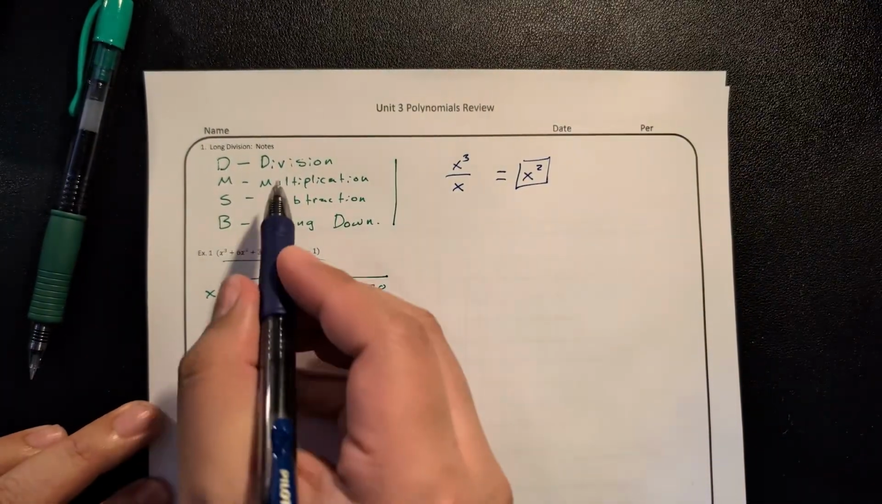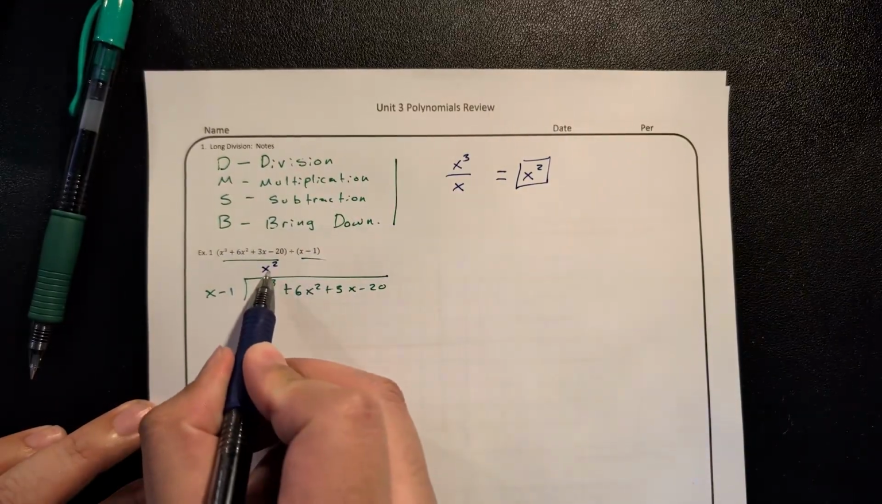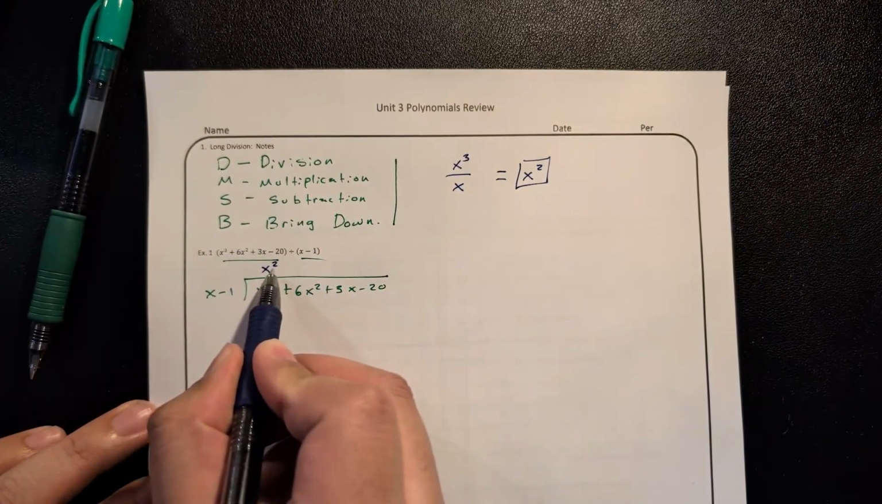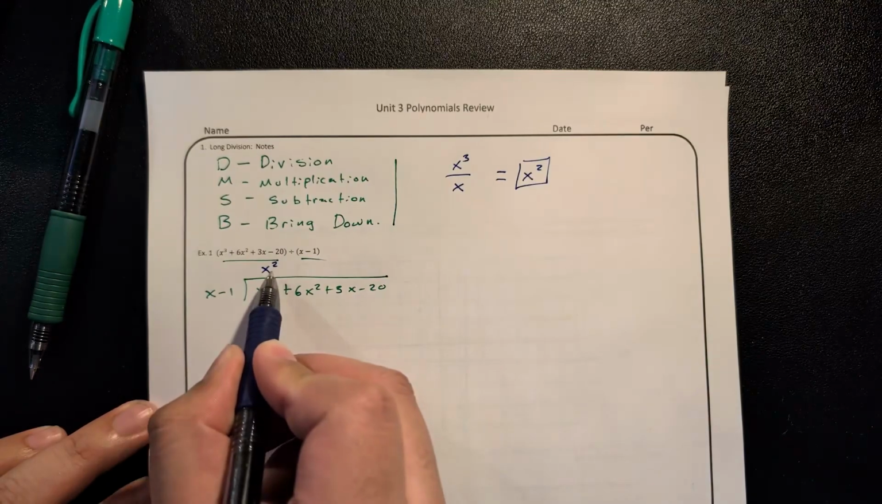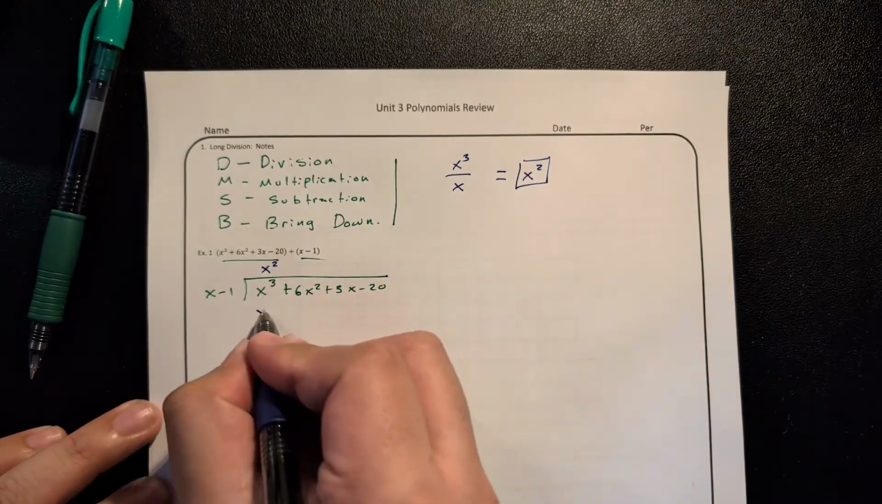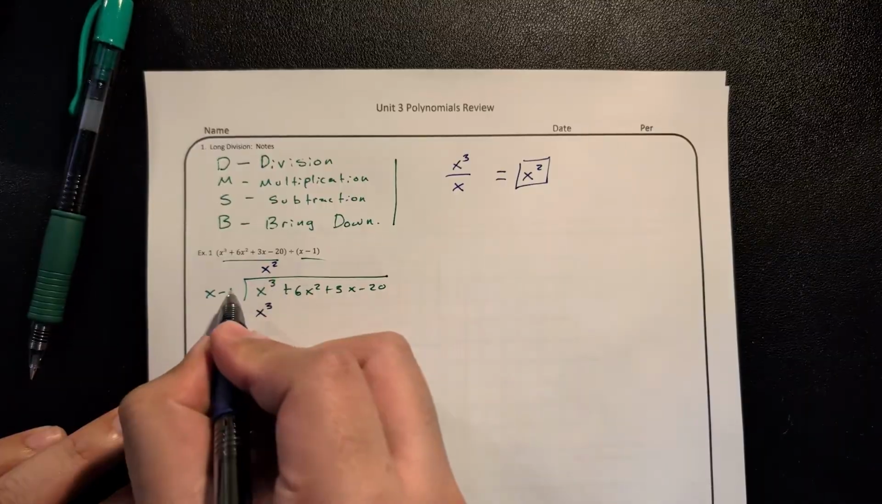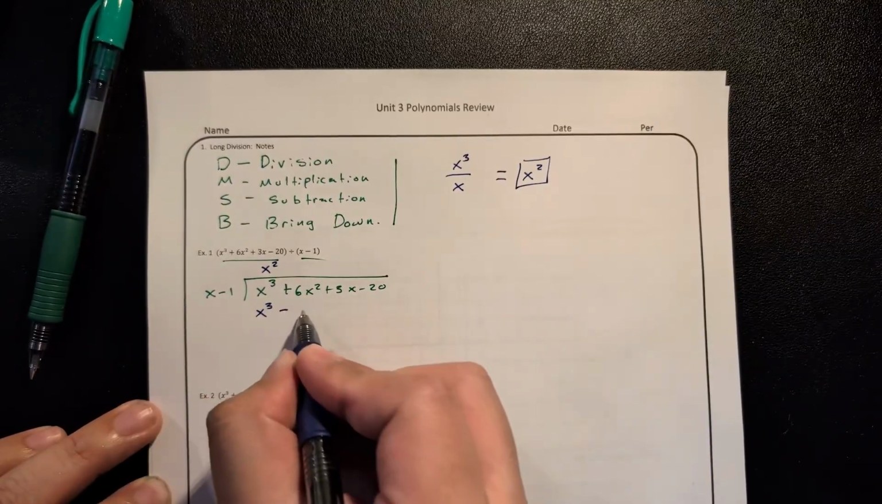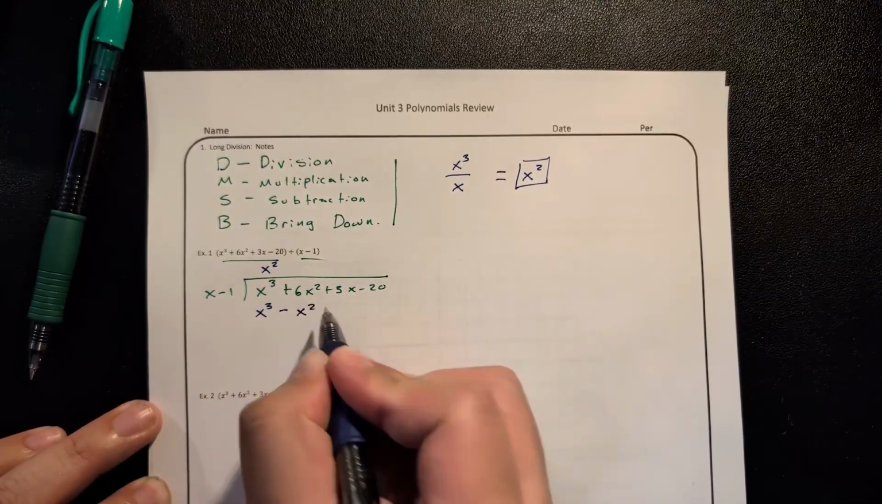Next, we're gonna multiply. So we're gonna multiply x squared with the x. We're gonna multiply the x squared with the negative one. So x squared times x gives us x to the third. X squared times negative 1 gives us negative x squared.